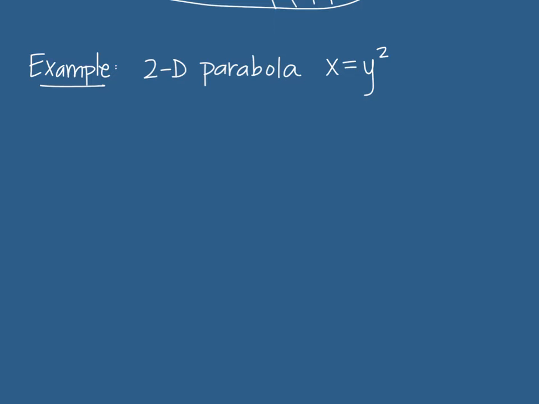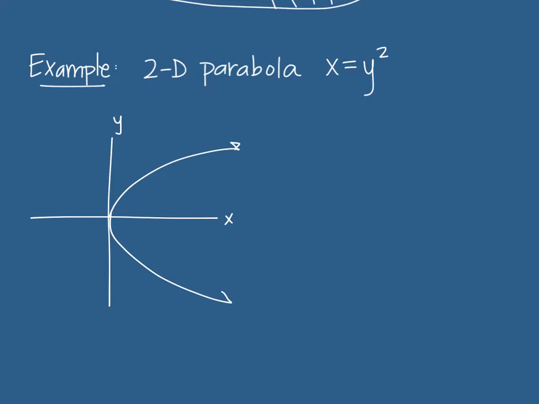All right, so let's draw that in 2 dimensions. That means we have an x-axis, we have a y-axis, and this parabola has 2 branches. It fails the vertical line test, but that's okay. And that is a 2-dimensional parabola.